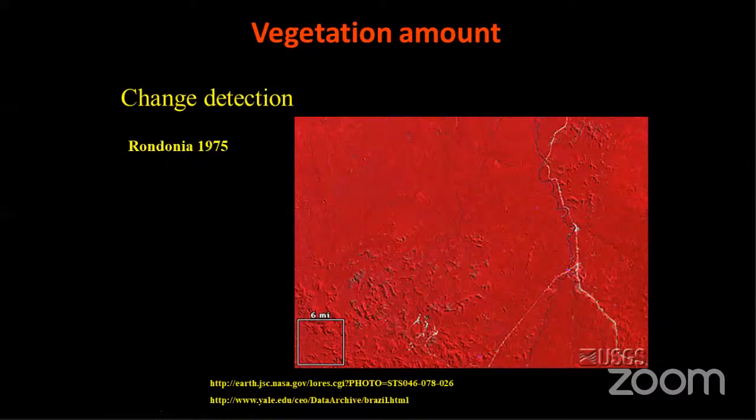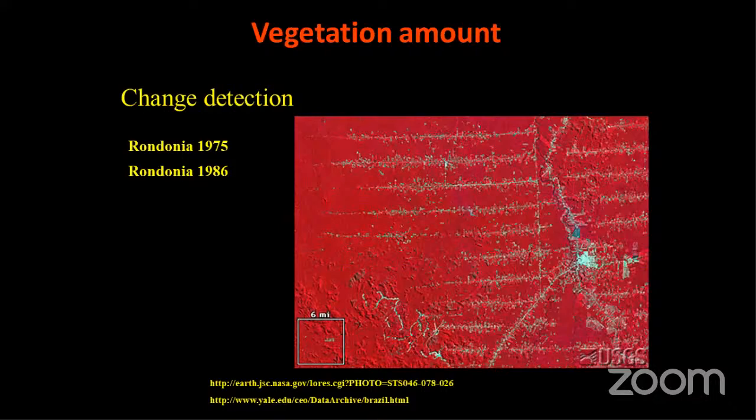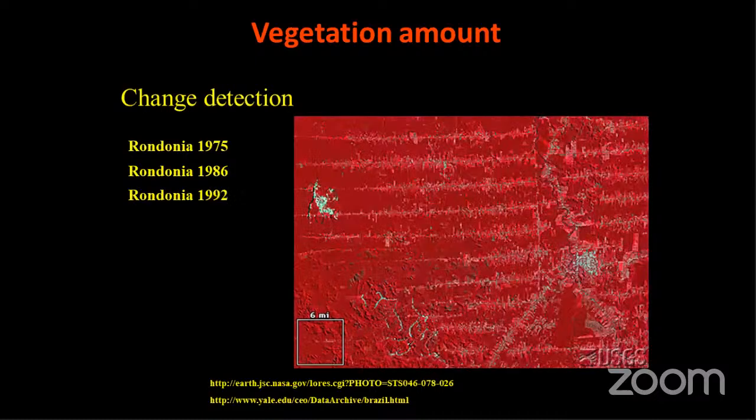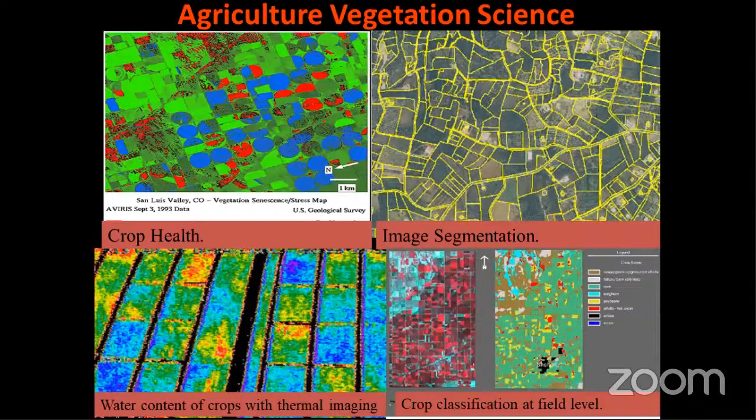In change detection, you can see this is an earlier image, 1975. Once you go next, in 1986, you can see how houses are made in this area. Again in 1992, this changes. Similarly, in agricultural science, you can go for crop health assessment, then water content assessment, then crop classification that I told you.